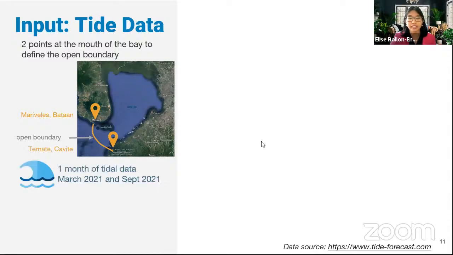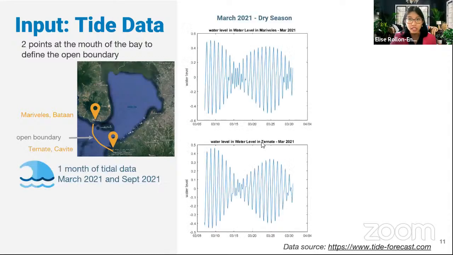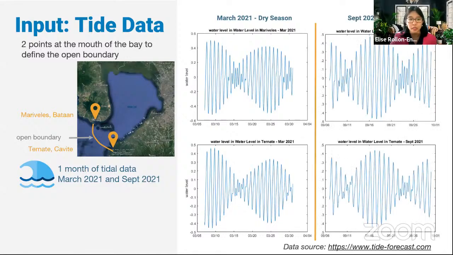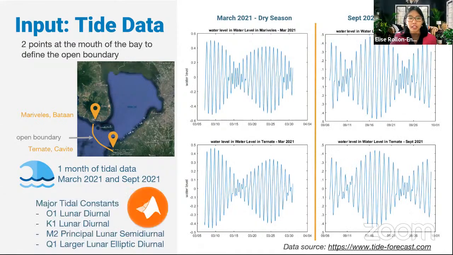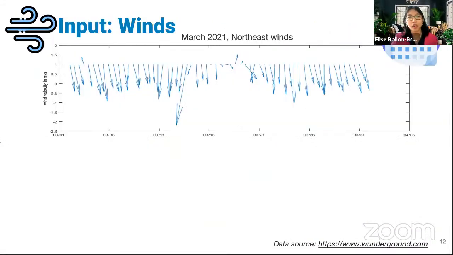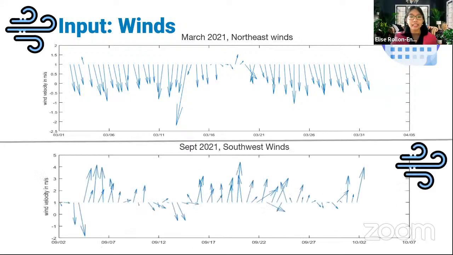One month of tidal data was used, that is from March and September 2021. And from that, we computed our major tidal constants using MATLAB T-tide. We inputted one month of wind data, and that is March, northeast winds, and September, southwest winds. The wind velocity is mostly 1 to 5 meters per second, and we applied a moving mean or average to smoothen the wind data.